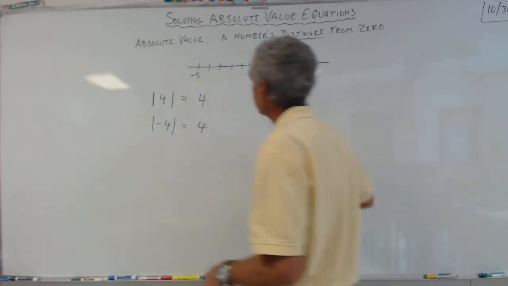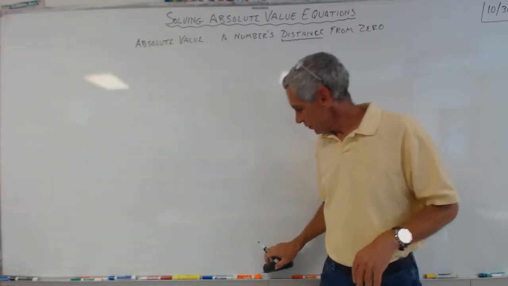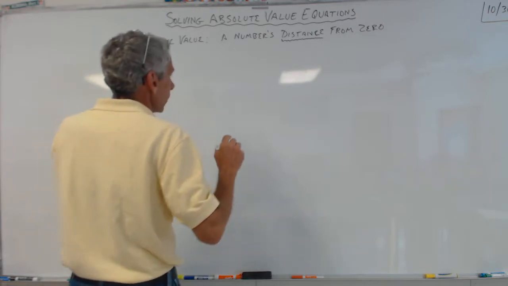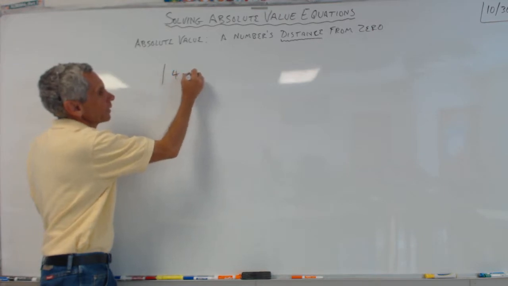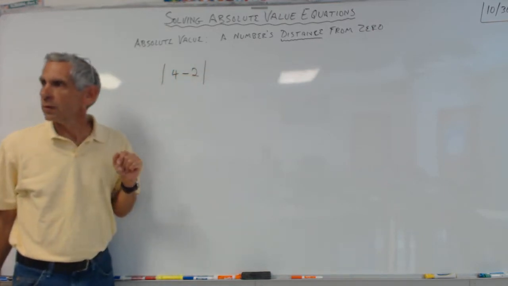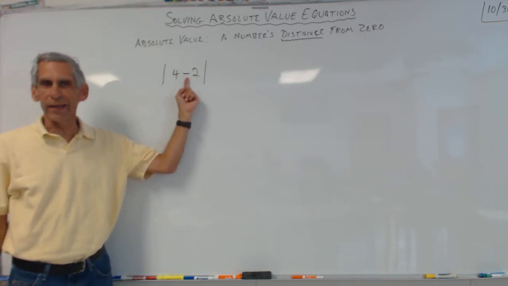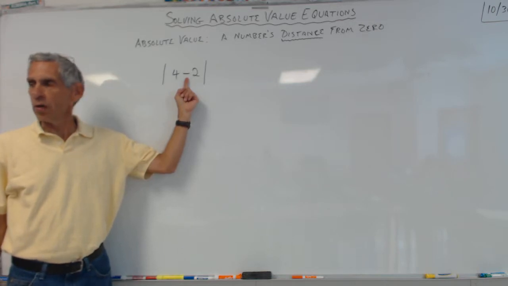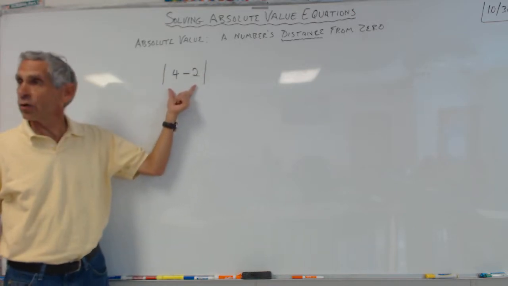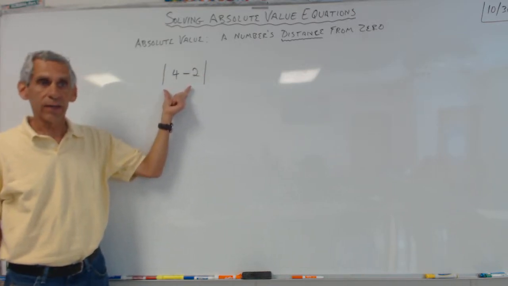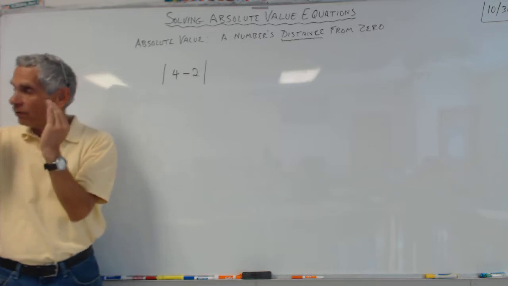Okay. So is everybody clear on that? Yeah. Now what if I did this though? If I said the absolute value of 4 minus 2. The question is, what do I do? Do I turn that negative sign into a positive? No. So an absolute value is sort of like a grouping sign, like parentheses. You know how parentheses groups numbers? Well, absolute value does that too.